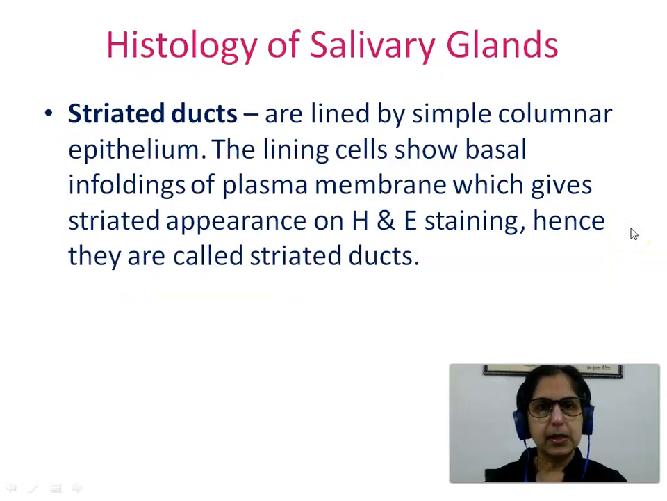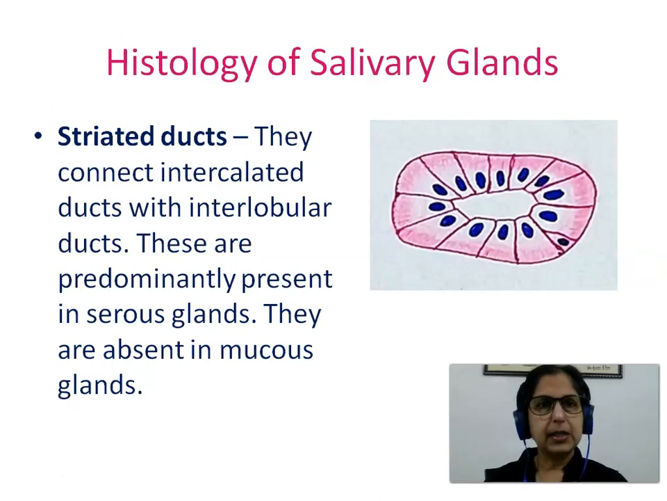Striated ducts are lined by simple columnar epithelium. The lining cells show basal infoldings of plasma membrane, which gives a striated appearance on H&E staining. Hence, they are called striated ducts. They connect intercalated ducts with interlobular ducts, and these are predominantly present in the serous glands. They are absent in the mucous glands.